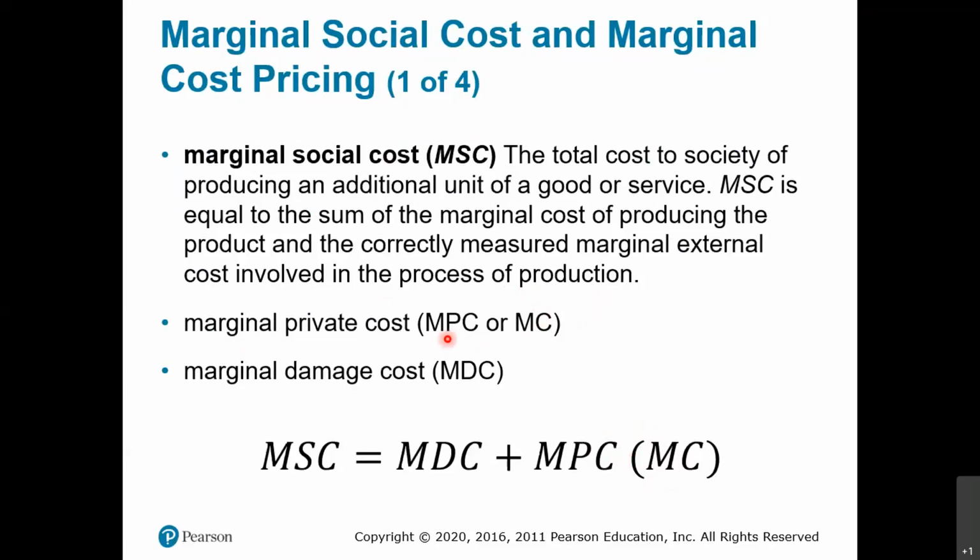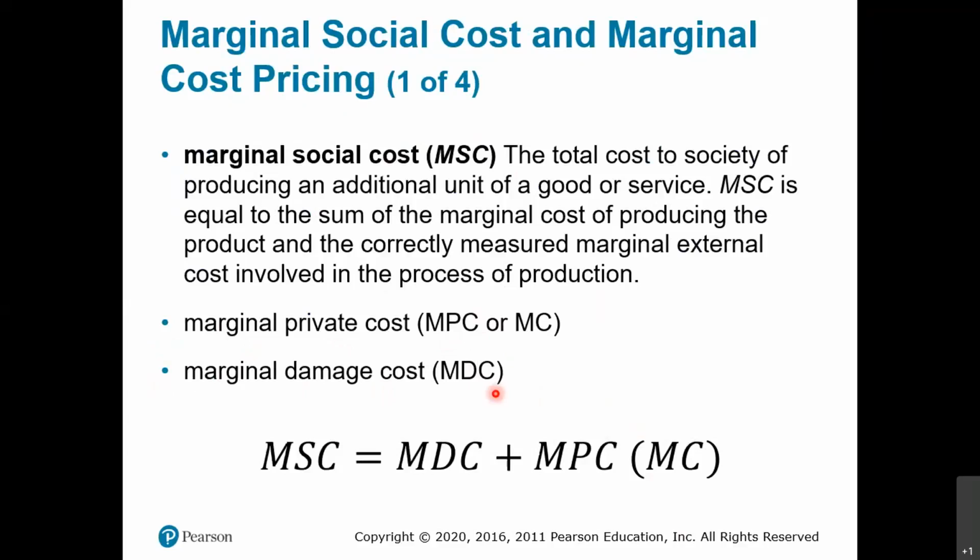Marginal private cost is the marginal cost we all know and love. All that poor marginal cost that I abused you with back in the second part of the class, oh my goodness, total cost. That's the cost the firm sees. That's marginal private cost. But what if somebody else is paying? The cost that somebody else is having to pay, that's marginal damage cost.